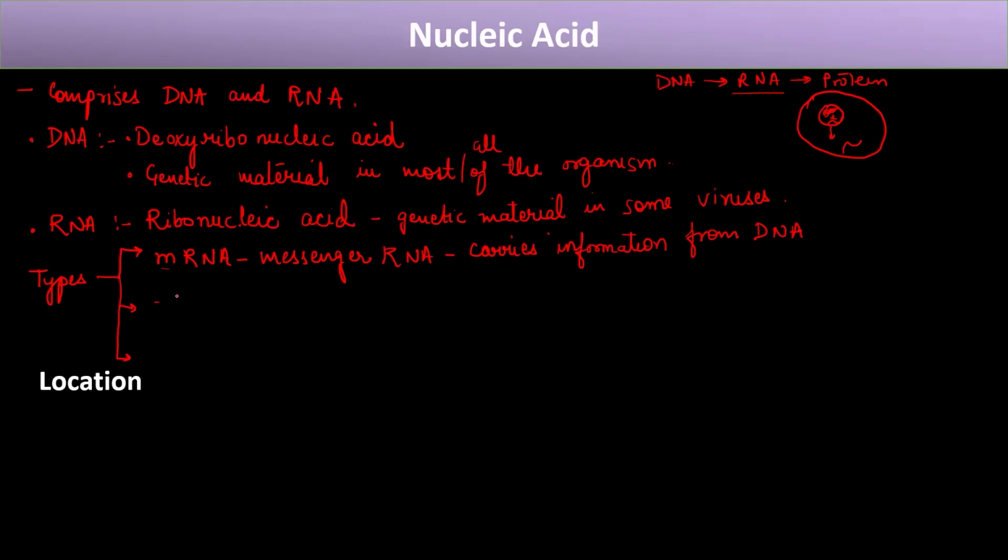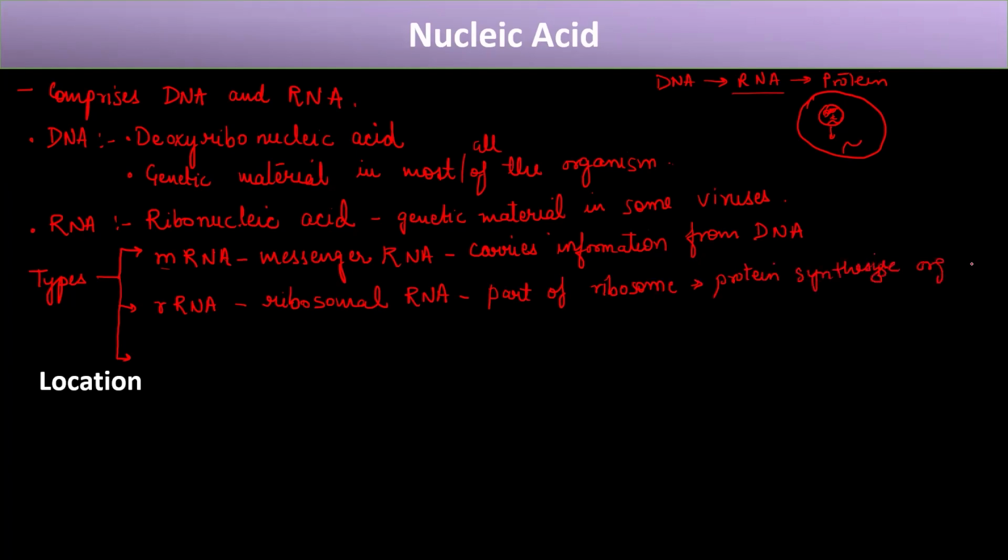Now the second type of RNA is rRNA, which stands for ribosomal RNA. And what it does: ribosomal RNA is a part of the ribosome. And what is the ribosome? We know it is the protein synthesis machinery, or protein synthesis organelle, right?